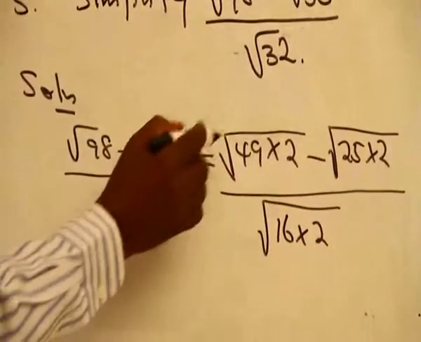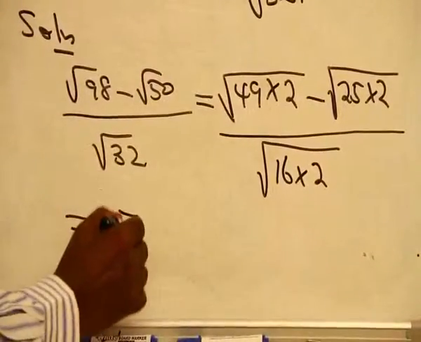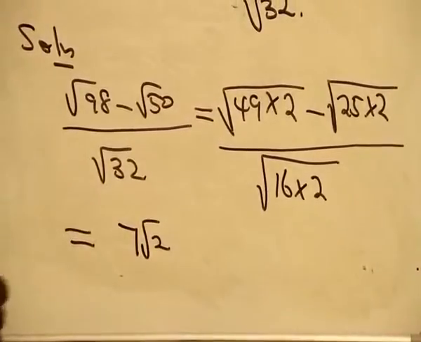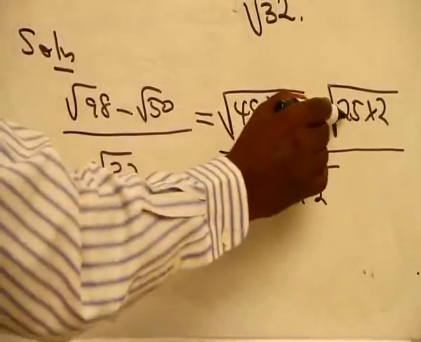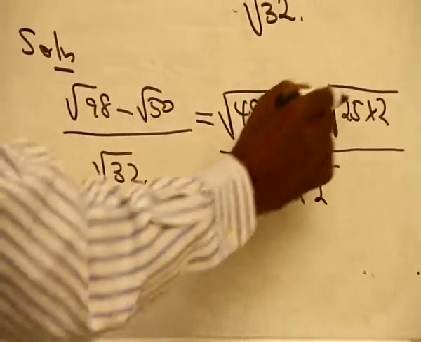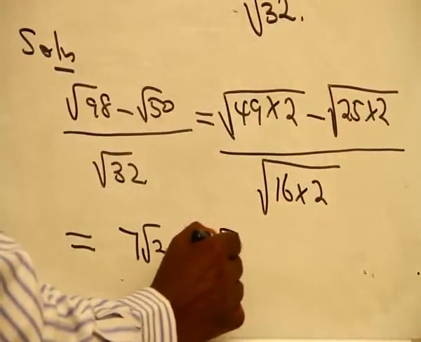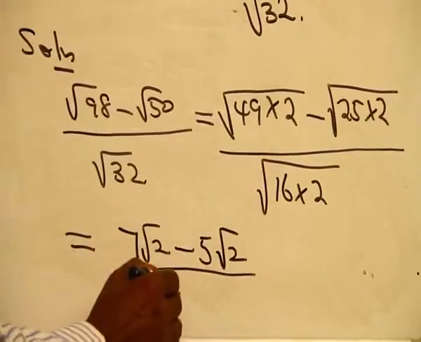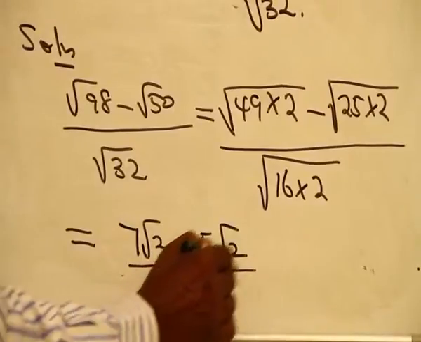From here, the square root of 49 is 7. The square root of 2 will remain as root 2 because it's a surd. The square root of 25 is 5, and then root 2 is there. All over, the square root of 16 is 4, multiplying root 2.